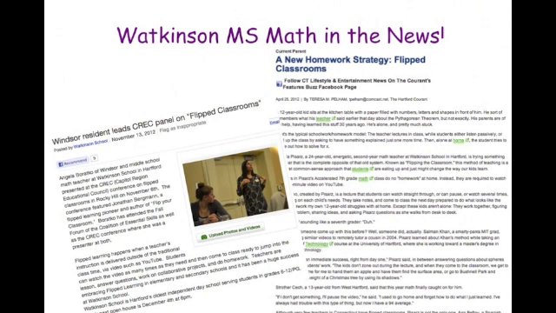Something really cool about the flipped classroom is that it's new and it's exciting, and a lot of people are starting to be very interested in the flipped classroom. And so at Watkinson, we've had a lot of kind of buzz about what we're doing with the flipped classroom, and here's just a few newspaper articles to represent that. That being said, my students often get to participate in these articles, and it's really exciting and fun, and it's nice to be able to share with our community what we're doing to increase our learning in math.